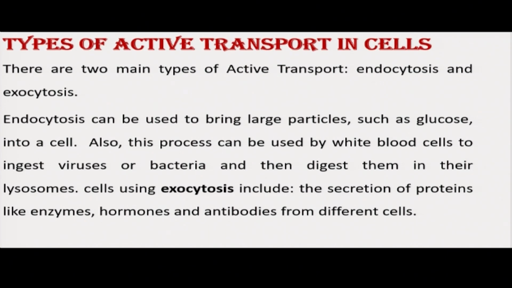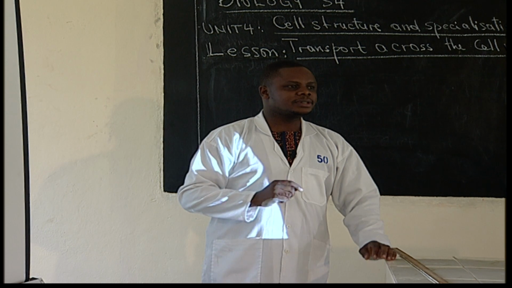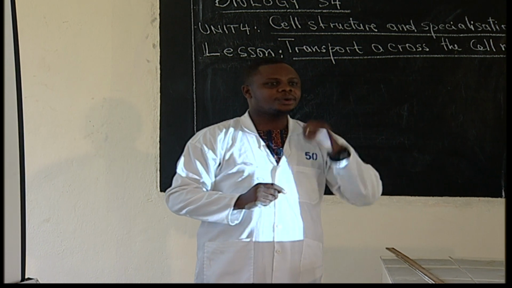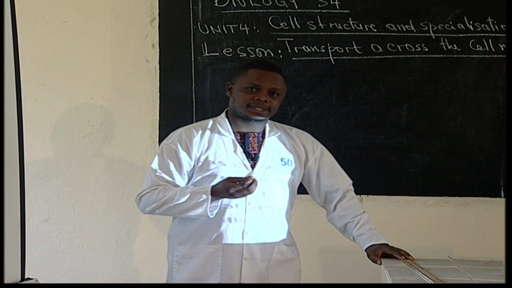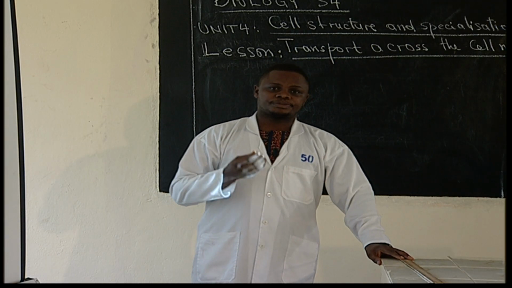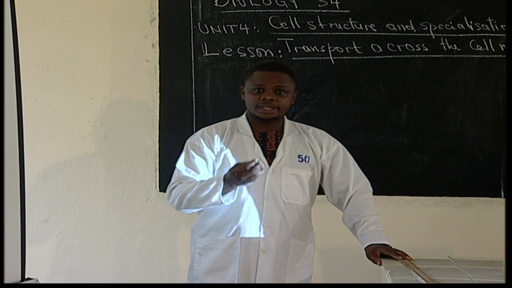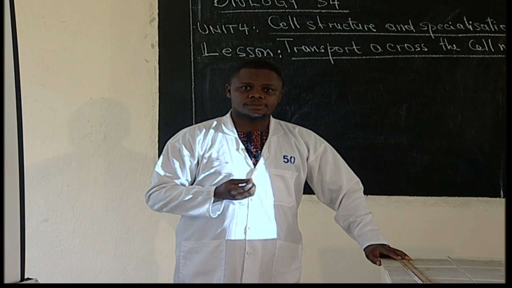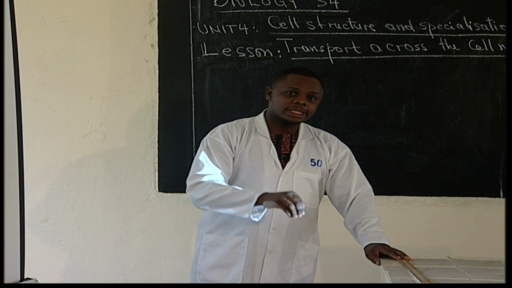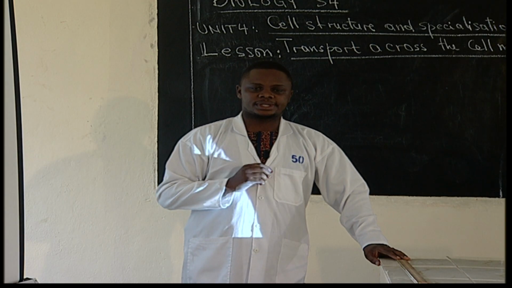Can we give examples of particles which go into the cell? And they are large particles. Glucose, that is very good. And even ions, like sodium ions, potassium ions, calcium ions, and chloride ions move into the cell by the process called endocytosis.